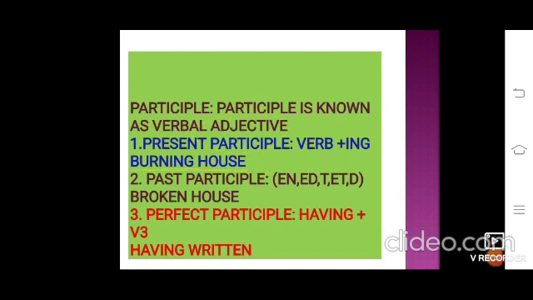Past participle has verb endings like d, t, en, ed. Broken house, wounded soldier, broken window. Then the perfect participle, that is having, and after having the verb that comes is always in its third form, for example: having written a letter, she went to post. Having completed her book, she went to the publisher for getting the print.